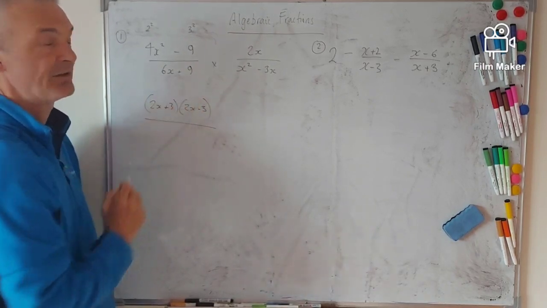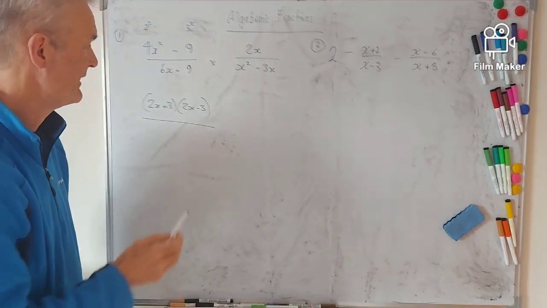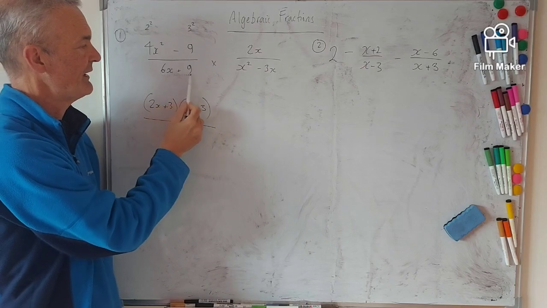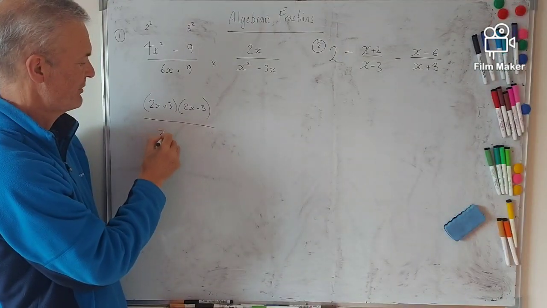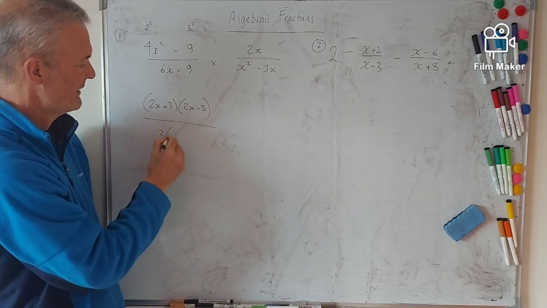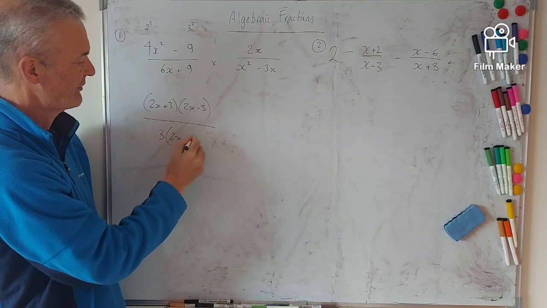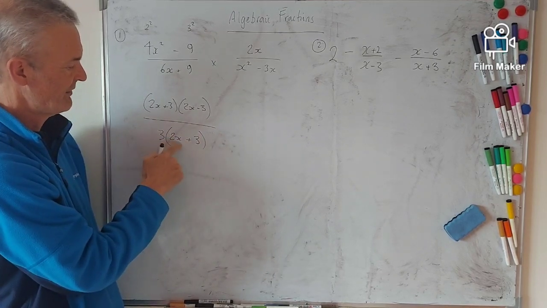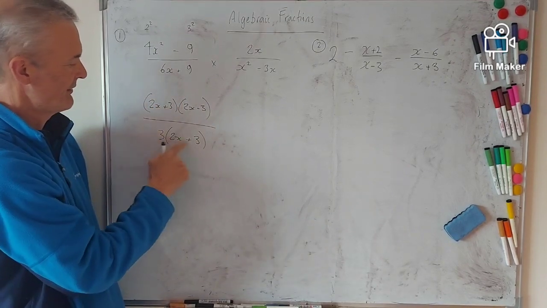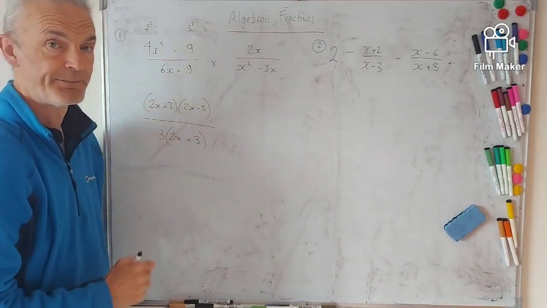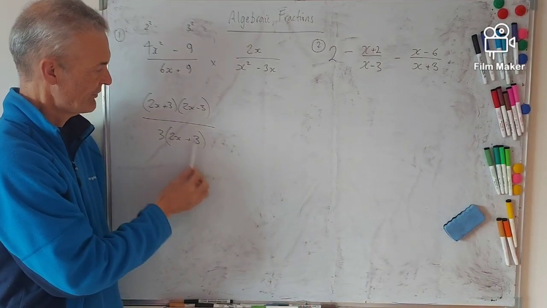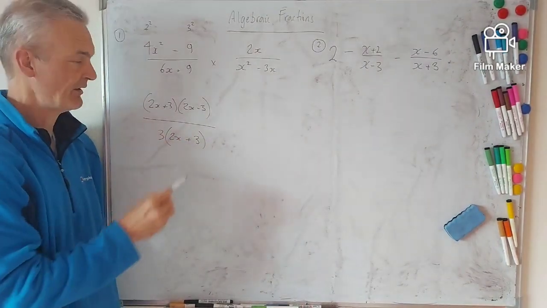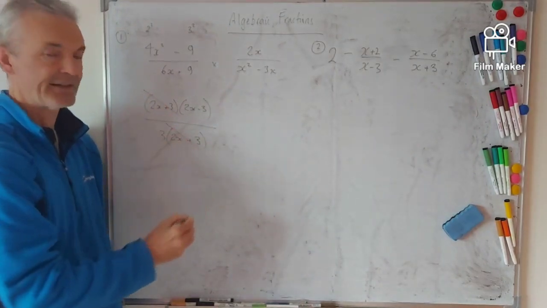And here, underneath, we can factorise again. Notice that 3 is common to both parts here. So we can pull 3 out as a common factor. And then we're going to get 2x plus 3, because 3 times 2x is 6x, 3 times 3 is 9. Okay, now notice 2x plus 3 here, 2x plus 3 here. So we can cancel out at that point.